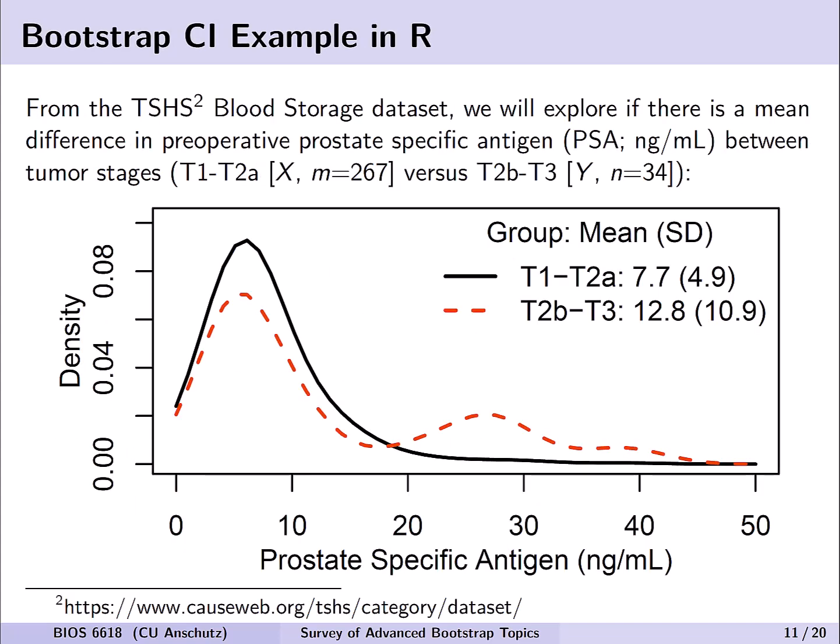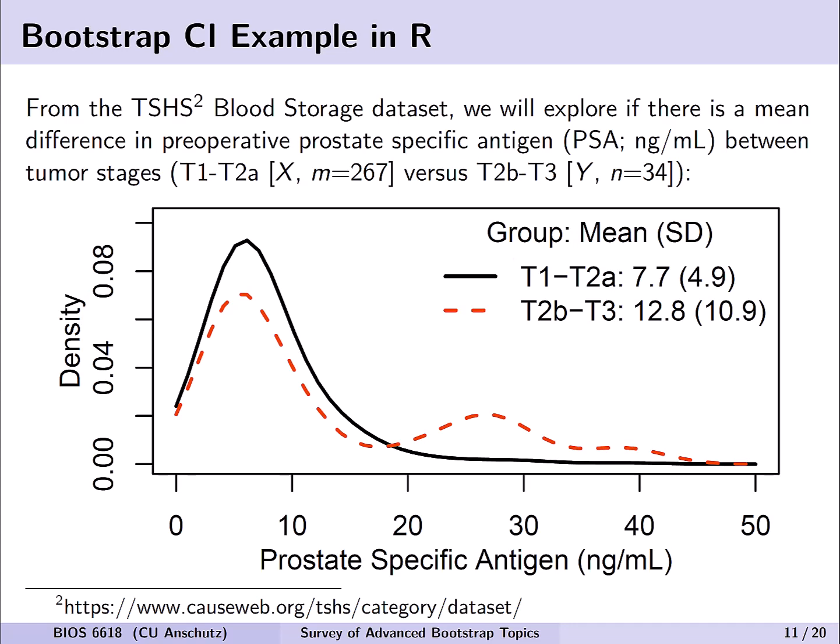So let's see a quick example of at least the bootstrap percentile interval approaches here. We're going to leverage the dataset from the American Statistical Association's section on teaching statistics in the health sciences and their blood storage dataset. We're interested in comparing the mean preoperative prostate-specific antigen, or PSA, between two groups of tumor stages, earlier stage 1 to 2A versus later stage 2B to 3.